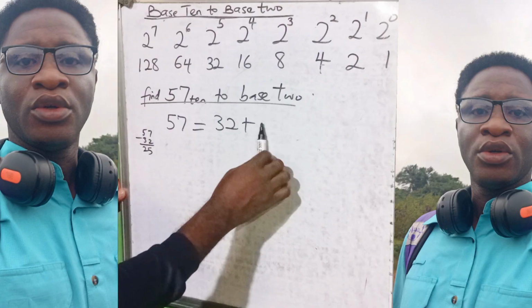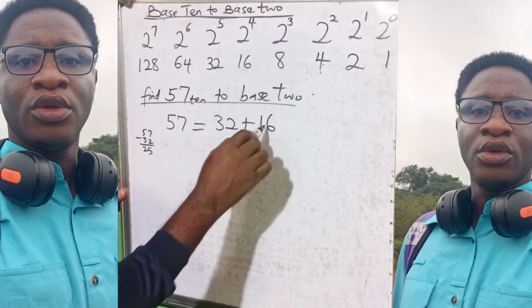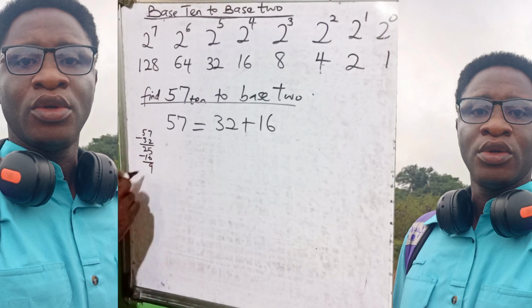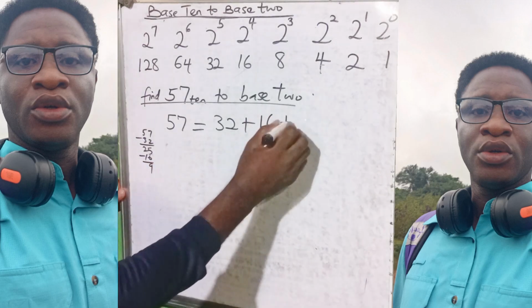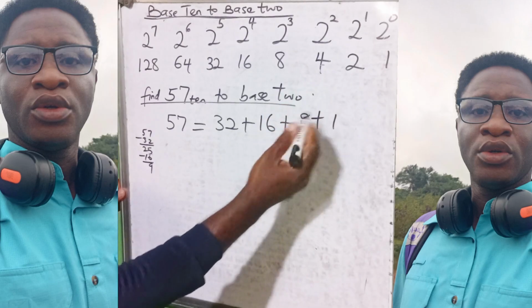So instead of writing 25 here, what next number can you write? 16. Write your 16. Take 16 from 25, you have your 9. So 9 plus what other number that is closer to 9? We have 8. 8 plus 1, that is 9.